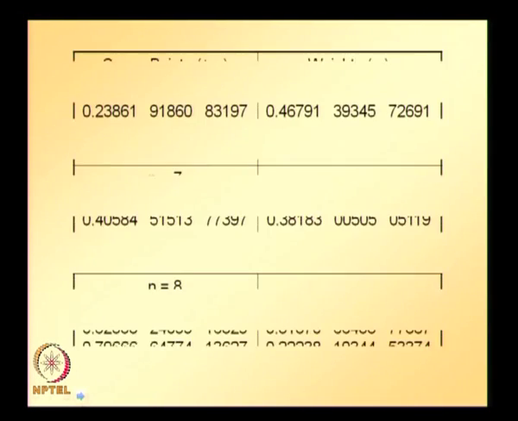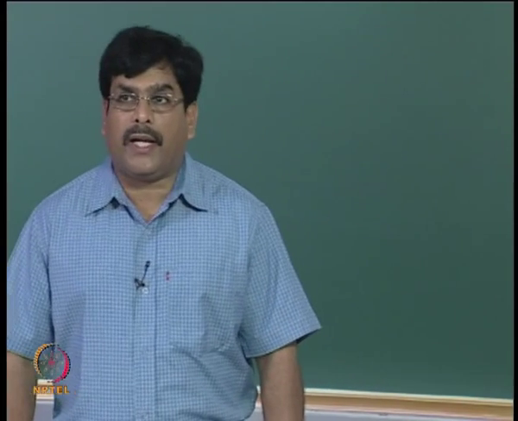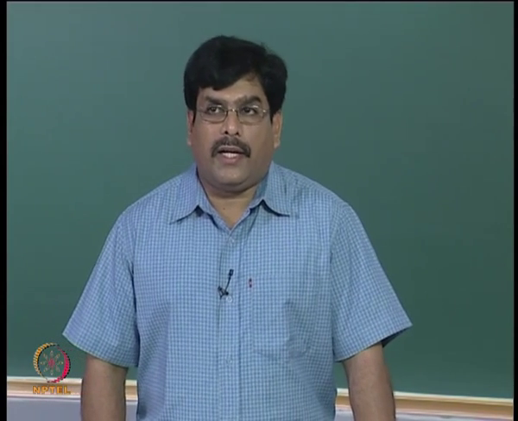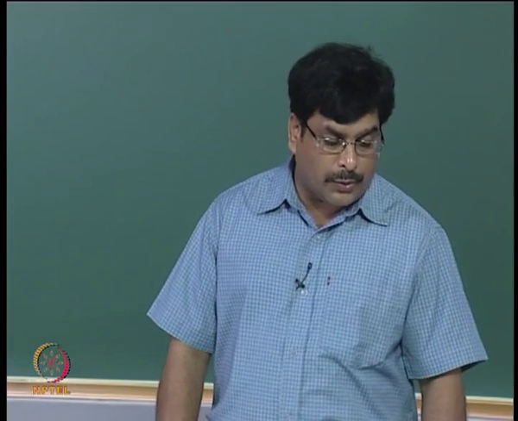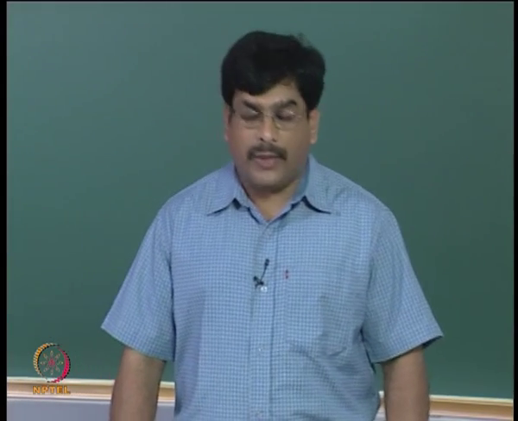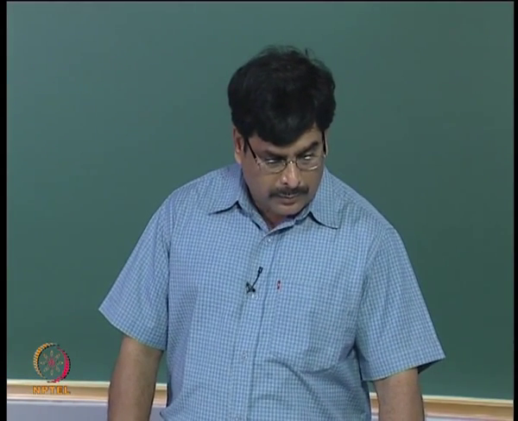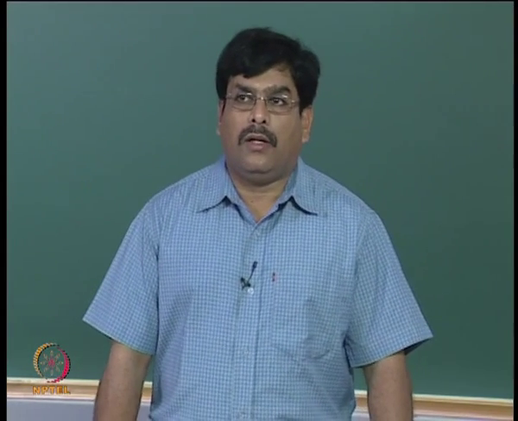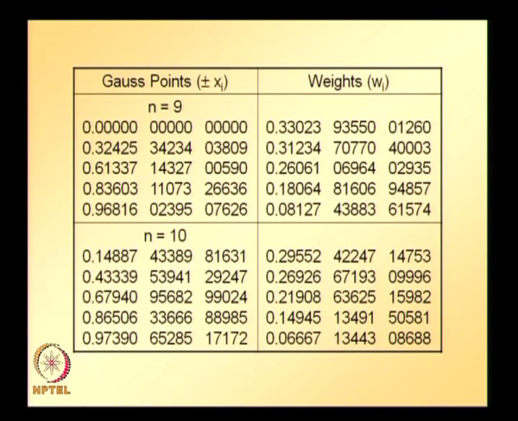How to read this table? I already explained when we were looking at the one dimensional case. This portion of the table shows n is equal to 6 to 8, and this portion of the table shows 9 points and 10 points, Gauss points. As I mentioned, for n is equal to 1, x is equal to 0 and weight is equal to 2.